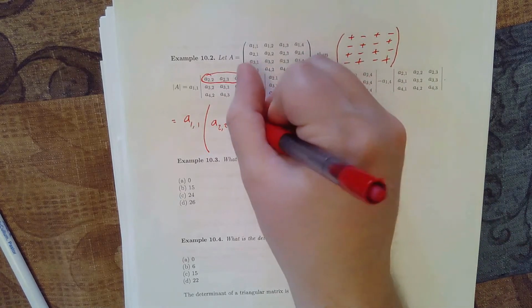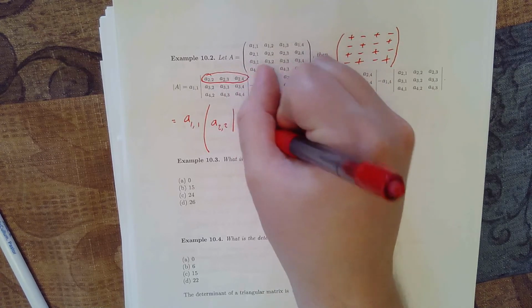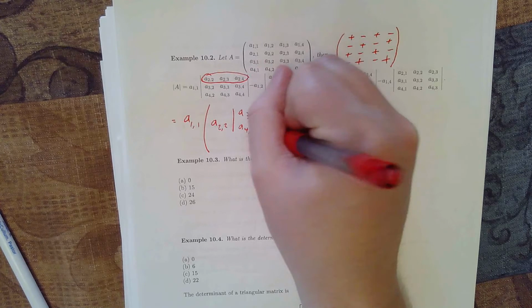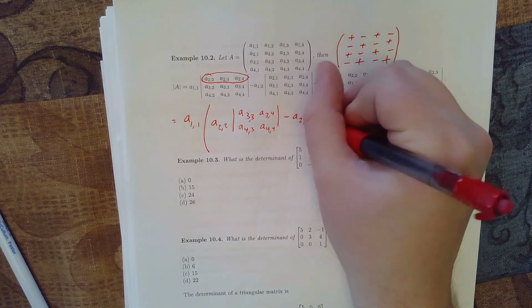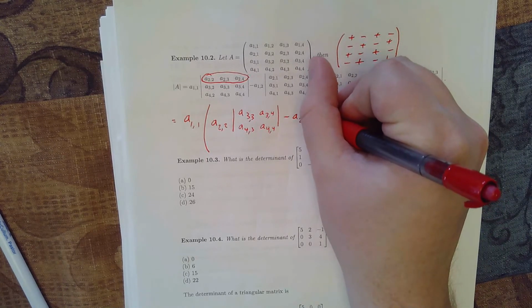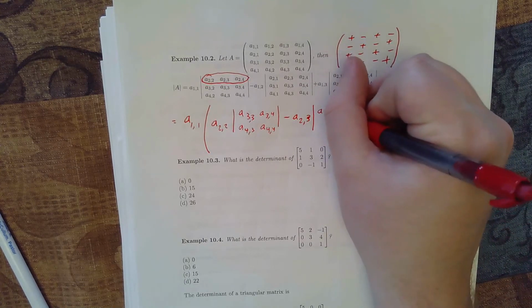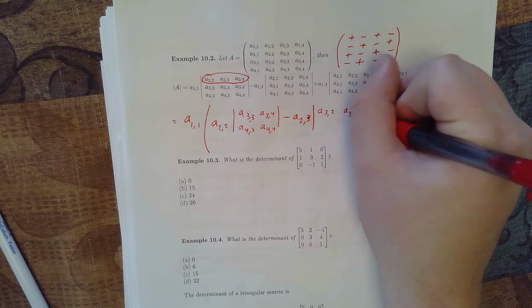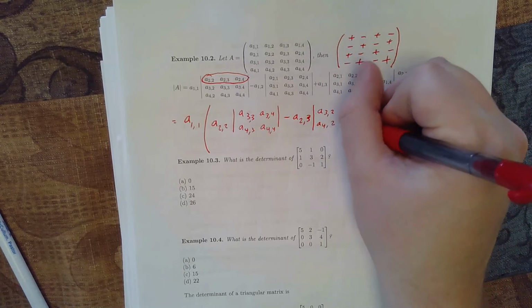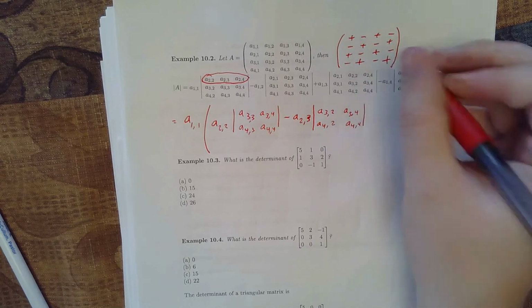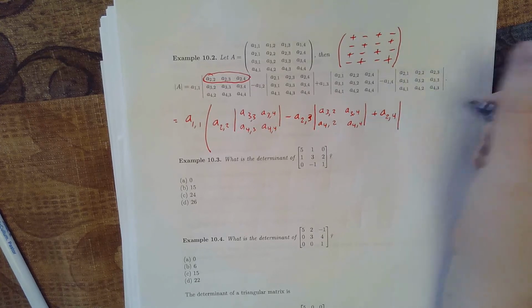I'm going to stop putting, well, I won't stop putting commas. A34, A43, A44, minus A23 times the determinant of A32, A34, A42, A44, plus A24, are we having fun yet?